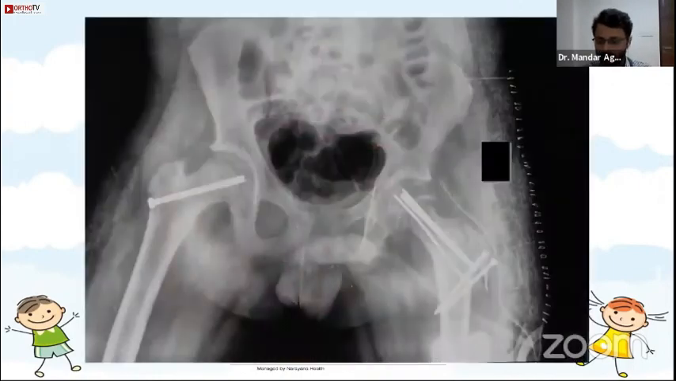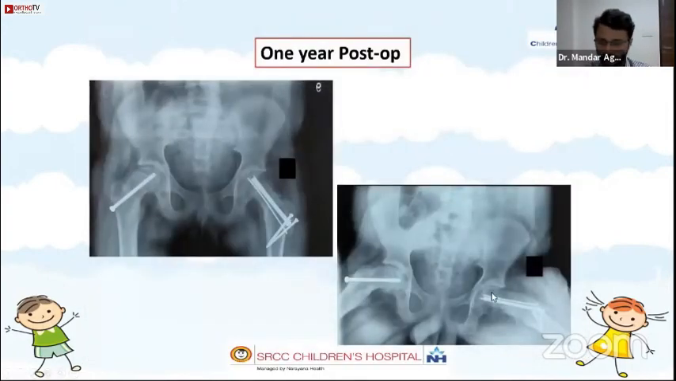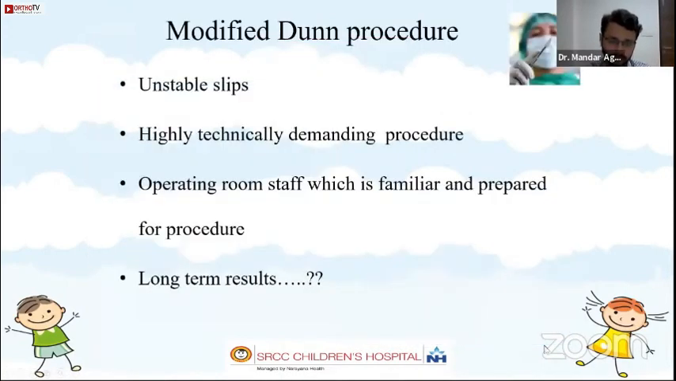This is the post-operative X-ray of the same child with bilateral slips. This side has been fixed in situ, and this side has been fixed with safe surgical dislocation with a trochanteric osteotomy. You can see that the trochanter is distalized and fixed with 2 screws. This is the 1 year follow-up. You can see that it has excellently healed. There is no AVN, and he has almost full range of motion.